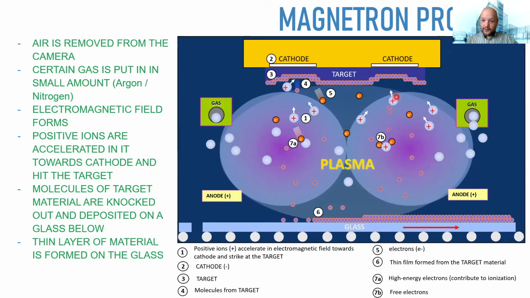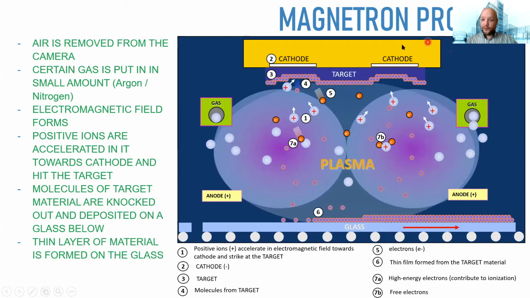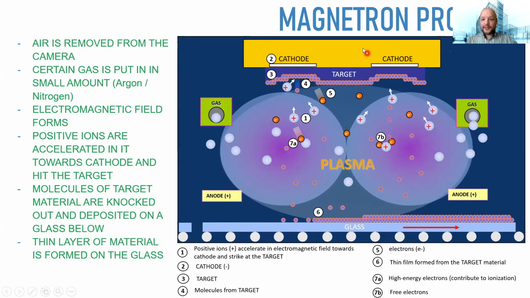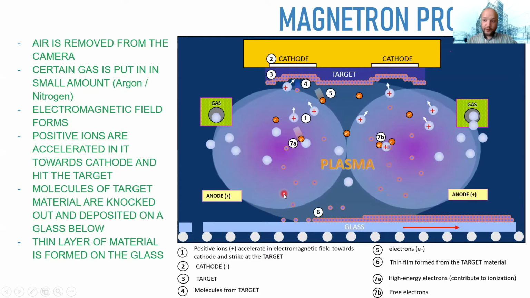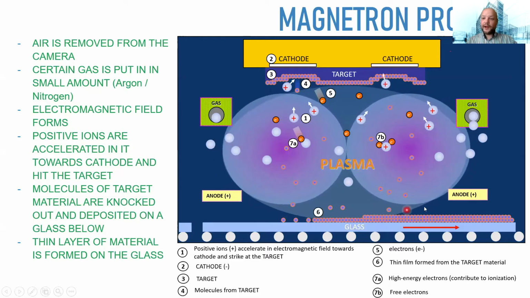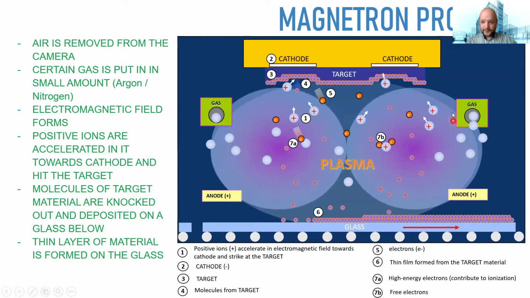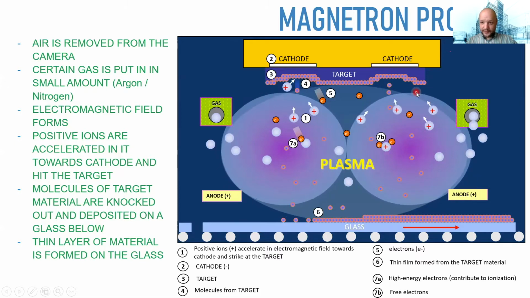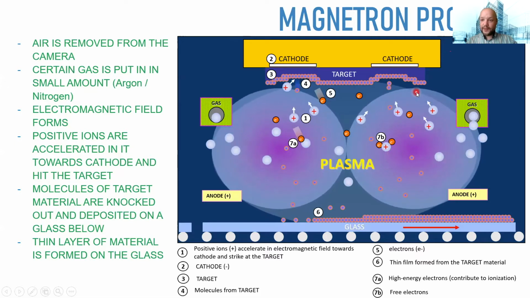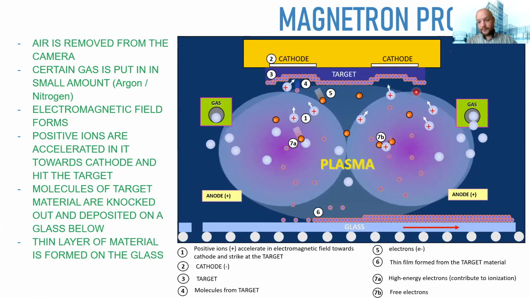But then on the top we have a cathode, so negative, and an anode, positive. And we turn the electricity on, and that creates an electromagnetic field in the chamber. Also, the electromagnetic field ionizes the gas. So instead of having gas, you will start having plasma in there. Plasma and ionized gas is the same.